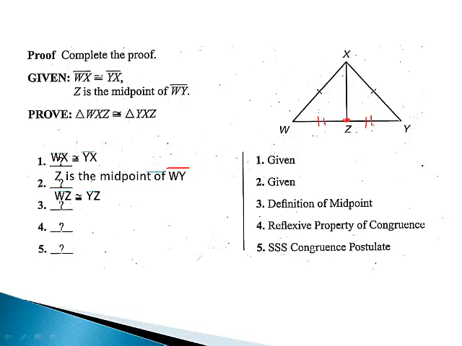Now, number four, you've seen this about five or six times throughout this module. Reflexive property of congruence. What is the side that they have in common? Always look for that. So the side that I see that they have in common is going to be XZ. So I can say that XZ is congruent to XZ because it belongs to this triangle and this triangle. And the fifth step, always, always, always you end with what you're trying to prove. And we have triangle WXZ is congruent to YXZ. And that's by side, side, side.